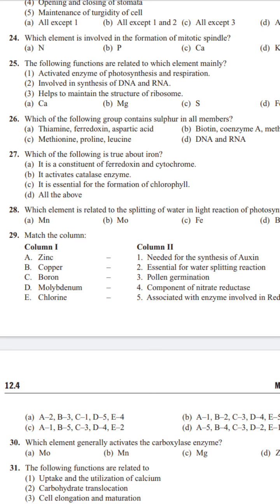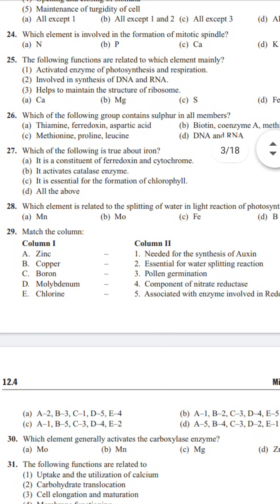Plants obtain iron in the form of ferric ions, Fe3+. It is required in larger amounts in comparison to other micronutrients. It is an important component of proteins involved in the transfer of electrons, like ferredoxin and cytochromes. It is reversibly oxidized from Fe2+ to Fe3+ during electron transport. So it activates the catalase enzymes and is essential for the formation of chlorophyll also. Hope you understood the explanation. Now moving to another question.